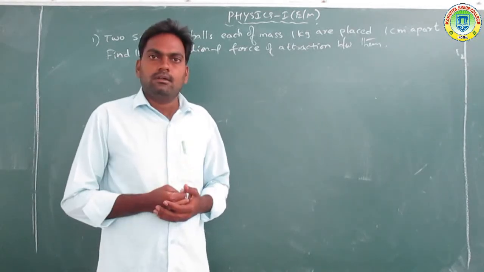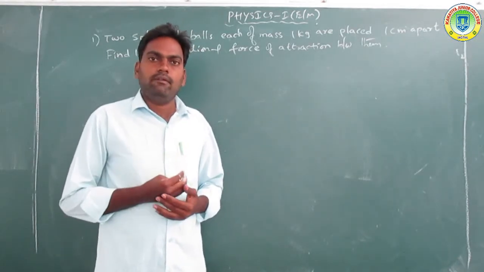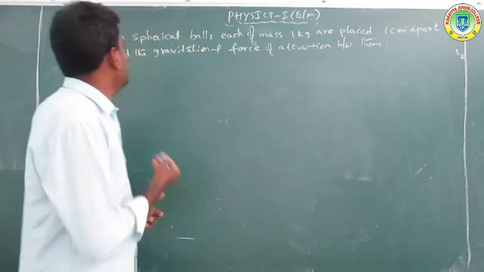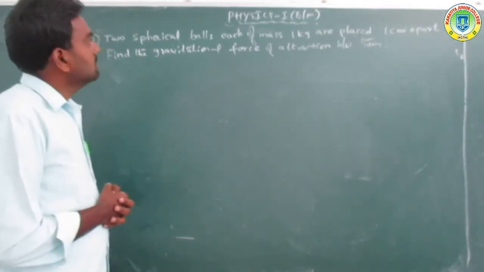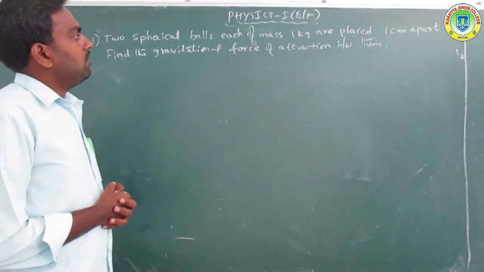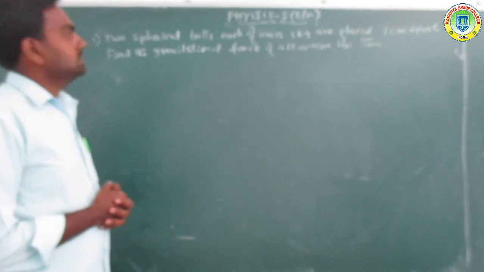Now we move to gravitational force. One problem: two spherical balls of mass 1 kg each are placed 1 centimeter apart. Find the gravitational force of attraction between them. So, solution: first of all, the mass of the first ball m1 is 1 kg.